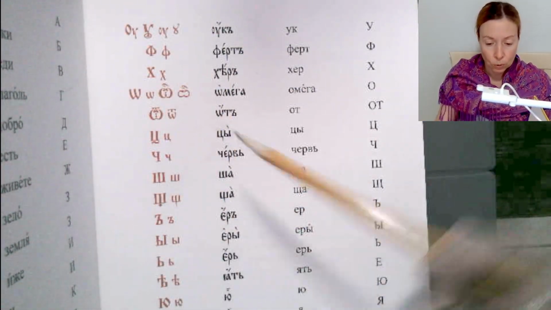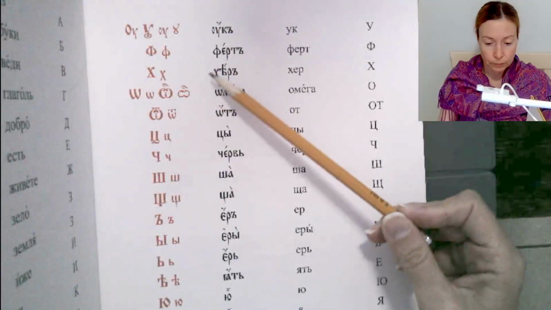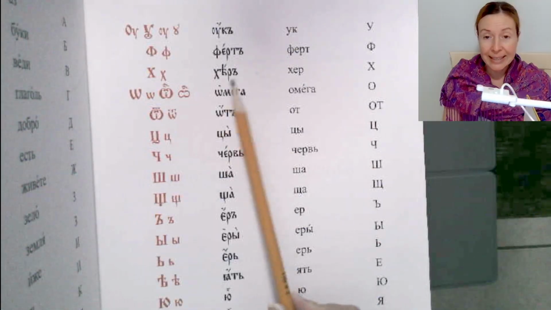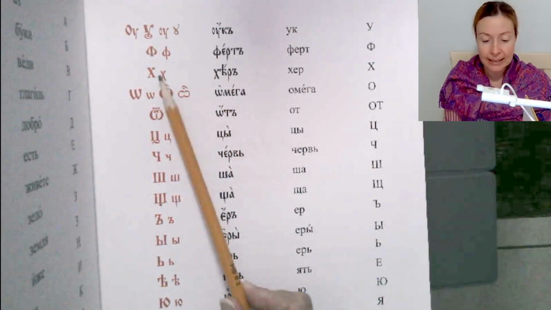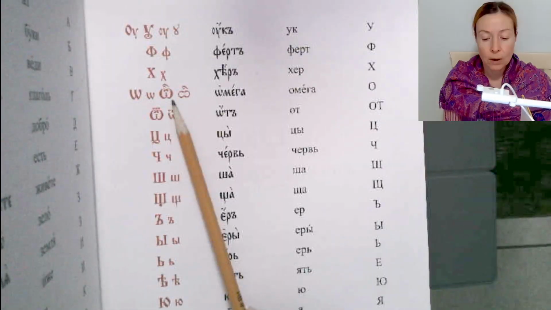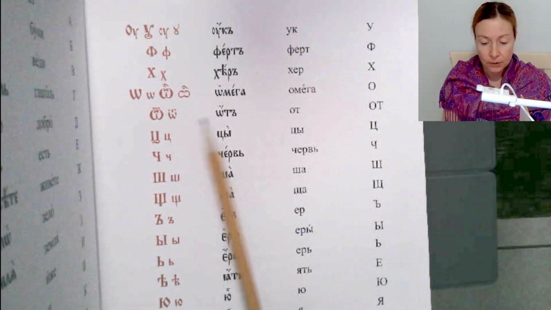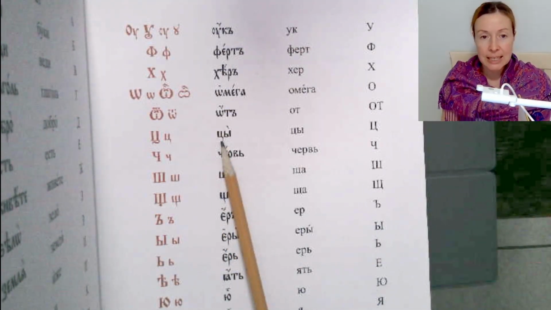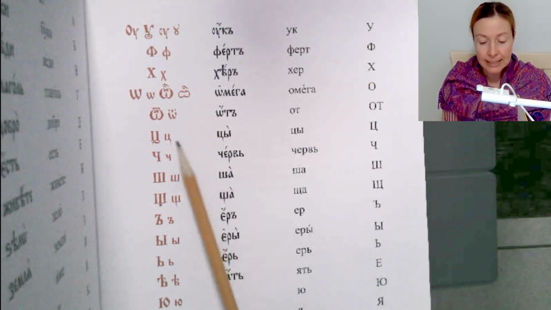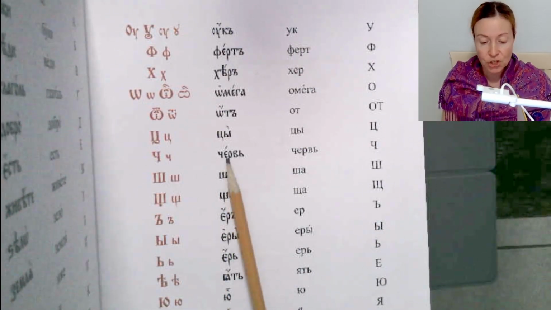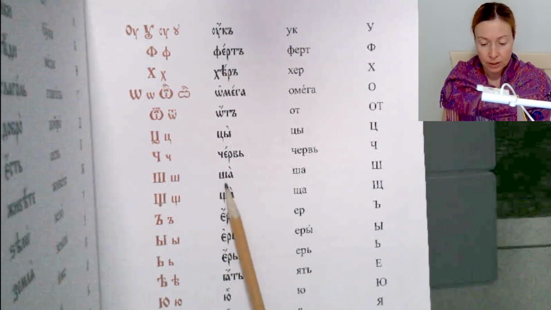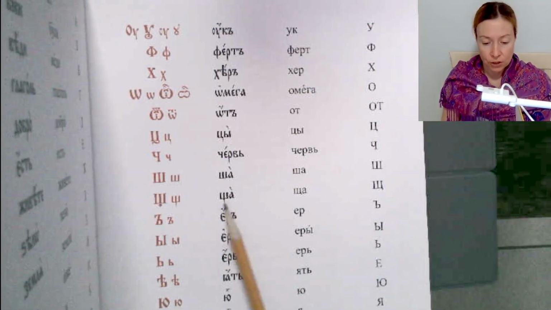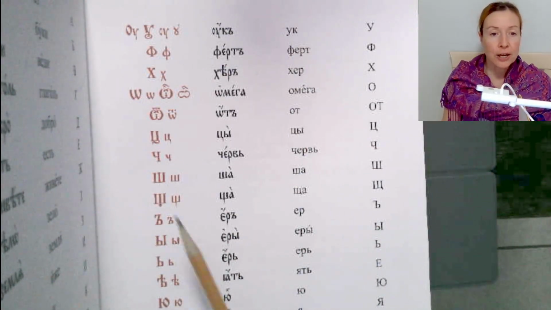Ук, ферт, хер, омега, от, ц, червь, ша, ща.